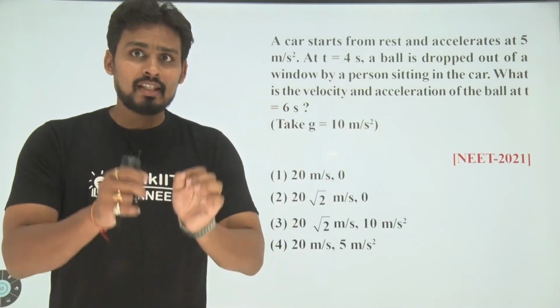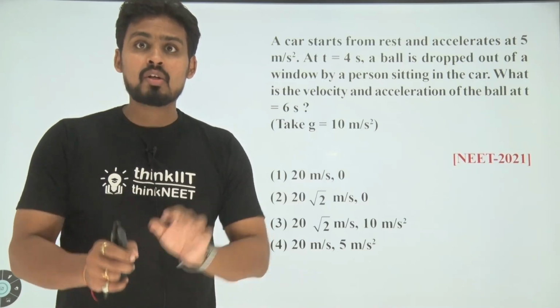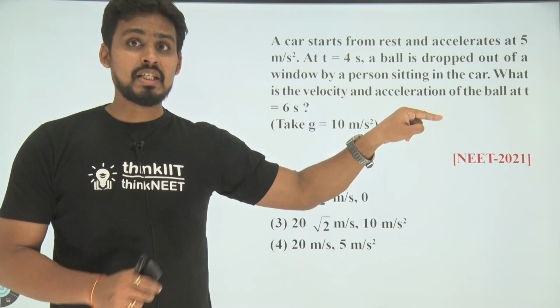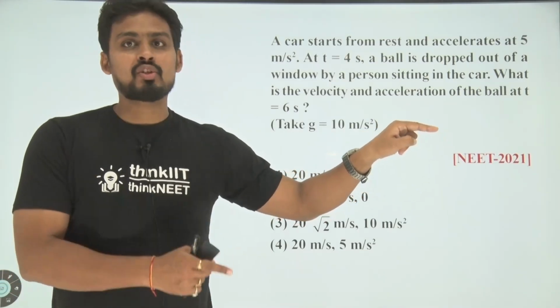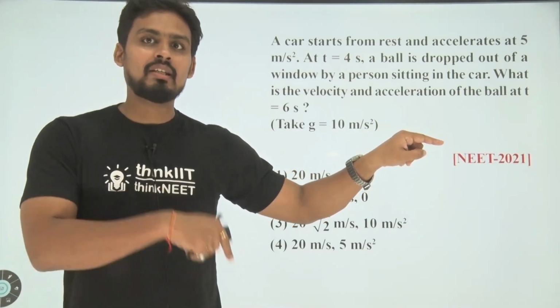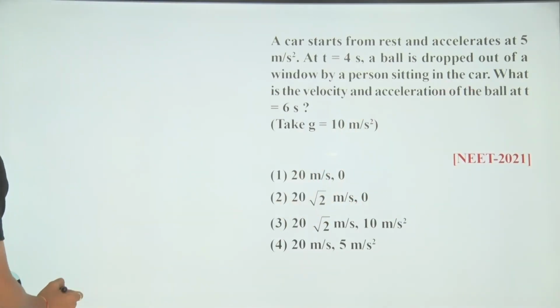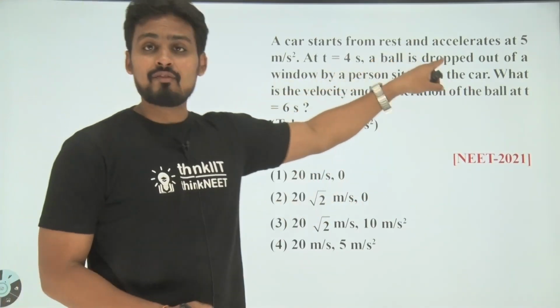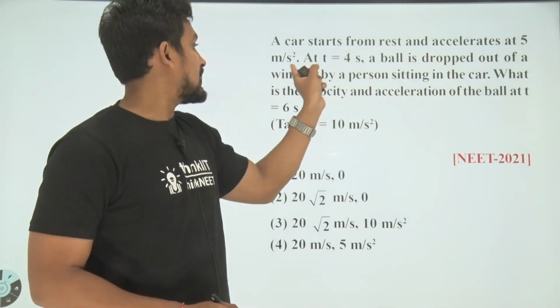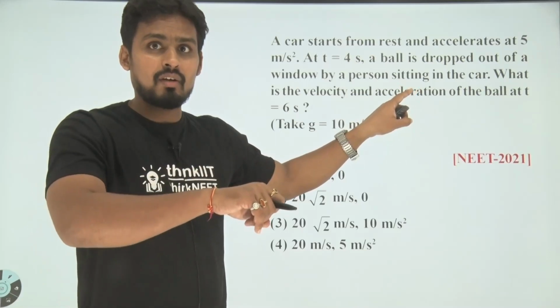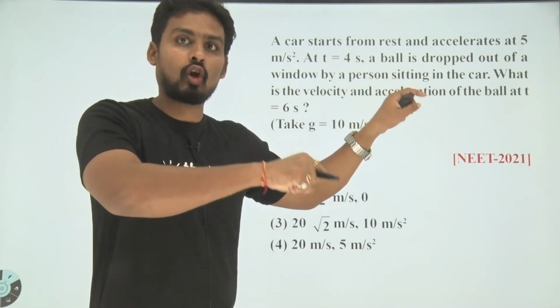Now this question is very easy if you talk about one axis at a time. So let us talk about the x-axis initially, and after the ball is dropped, we would talk about the y-axis and the velocity in the y-axis. As we can see, the car is starting from rest initially and it is moving with an acceleration of 5 meter per second square till the time t equal to 4 seconds, when the ball is dropped.